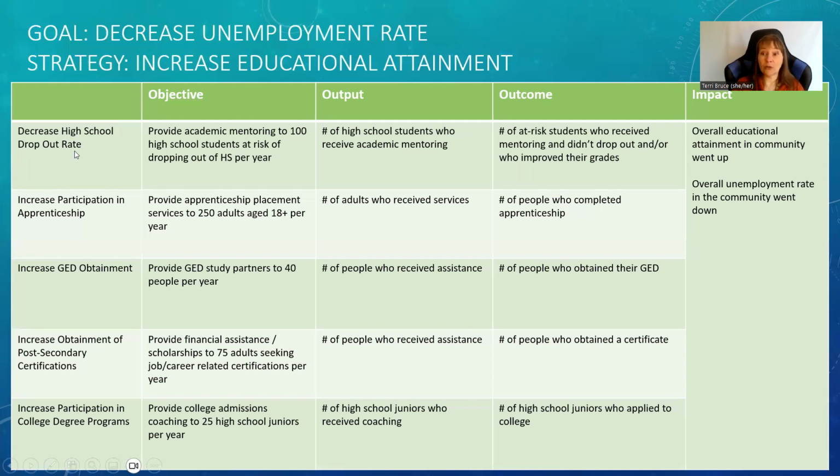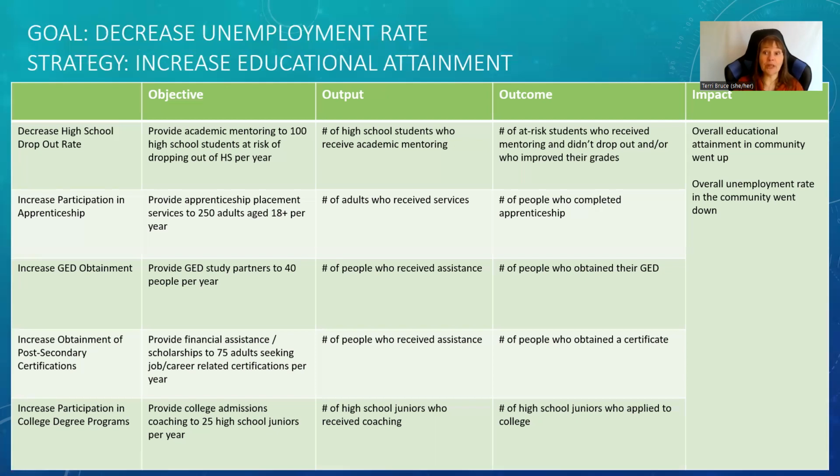We're going to decrease the high school dropout rate, so we're going to get more kids to finish high school. We're going to help more people get into apprenticeships, because that's on-the-job training, but it's education as well, so kind of skills training. We're going to increase the GED attainment rates for people who already dropped out of school. So we're not going to help just the high school kids, but adults too. We're going to try to increase attainment of post-secondary certifications, like one-year certificate programs, because again, this is credentialing and education that helps people get jobs, and increase participation in college degree programs as well.